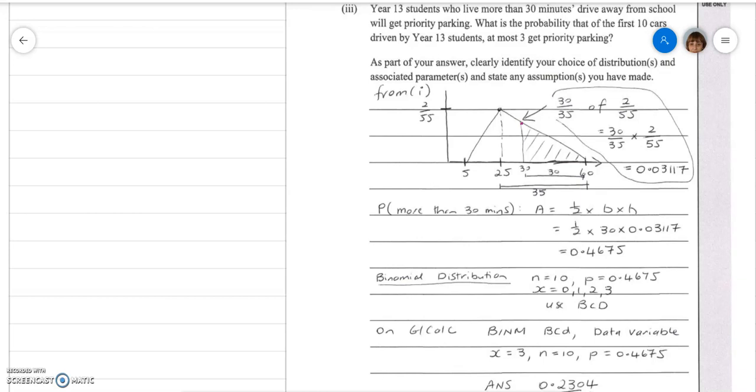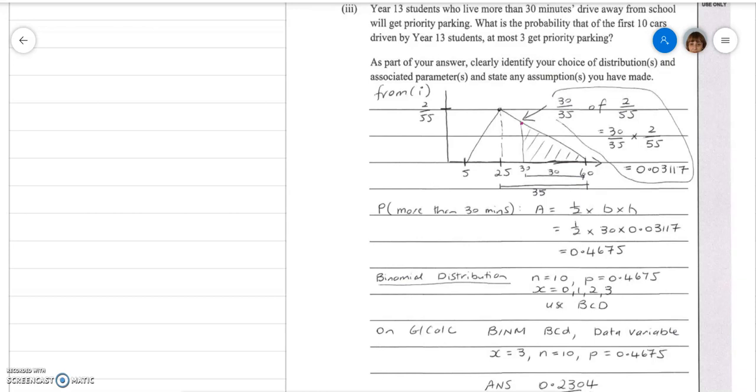again, similar triangles. The highest it goes to is 2 over 55, and that is when you span a distance of 35 minutes. If we're going from 30 up to the very end of the distribution, which is 60, that's a length of 30 minutes. So we need to find 30/35ths of the height, 30/35ths of 2 over 55. On your calculator, you will find it is 0.03117. We now need to use that to find the area under the curve between 30 and 60 minutes. So the area is half the base, which spans a distance of 30, times the height, which is 0.03117, giving 0.4675.